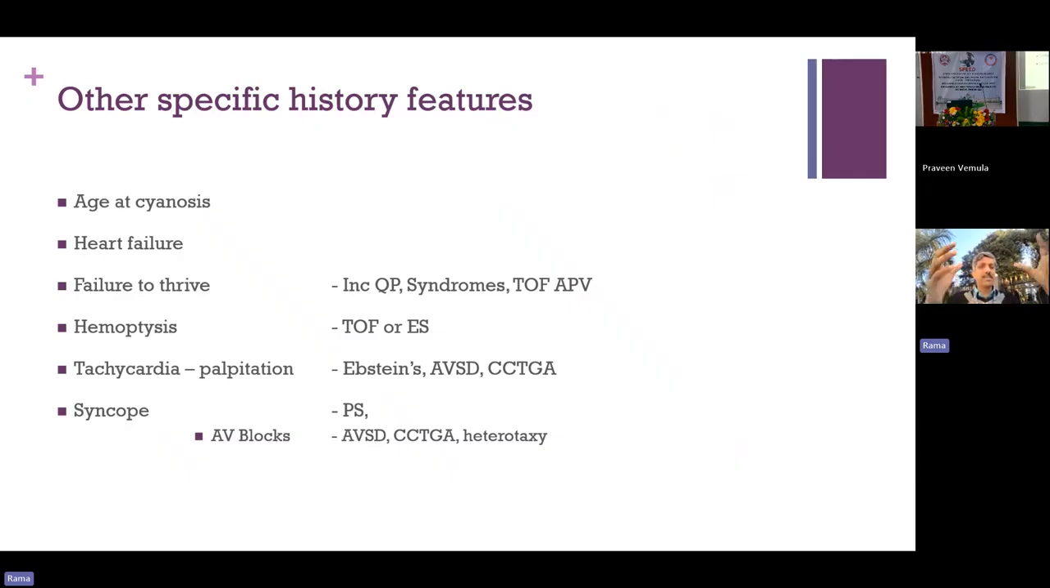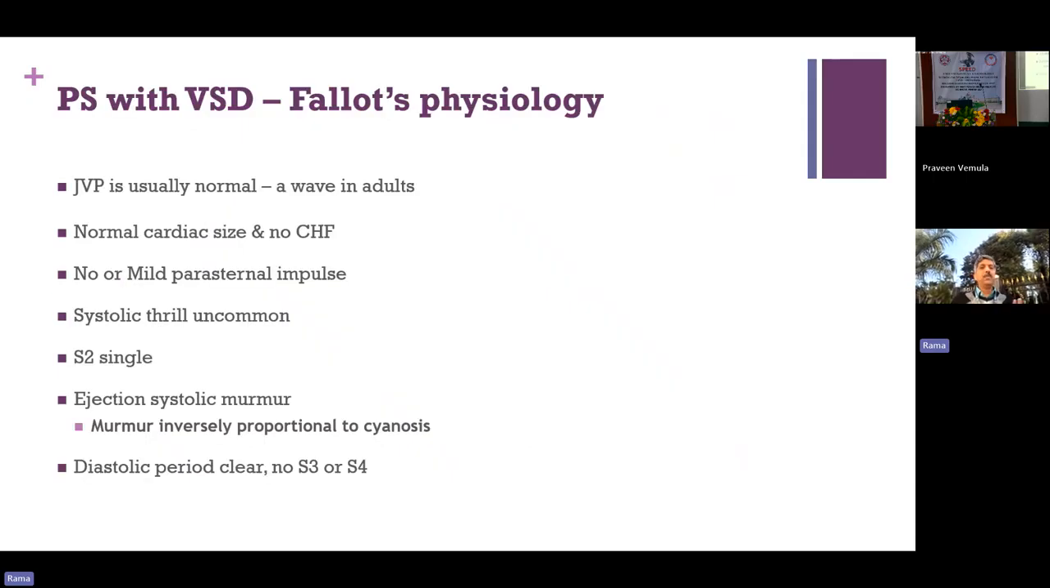So both these conditions, tachycardia, the condition that produces pathway, as well as AV block, have something in common: AV junctional problems, like, for example, AV canal defect, corrected transposition, or the heterotaxy syndromes, where there is a problem.